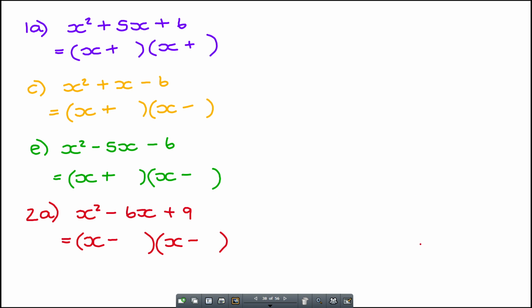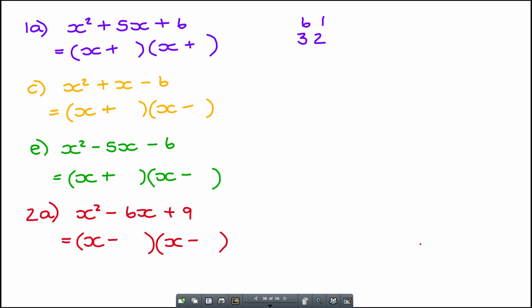Okay, so first things first, right at the top, it was plus 6. Because that was a plus, it would be x plus something and x plus something. Now we said we use factors of 6, which will be 6 times 1 or 3 times 2. Now, I've got to use those to get positive 5.